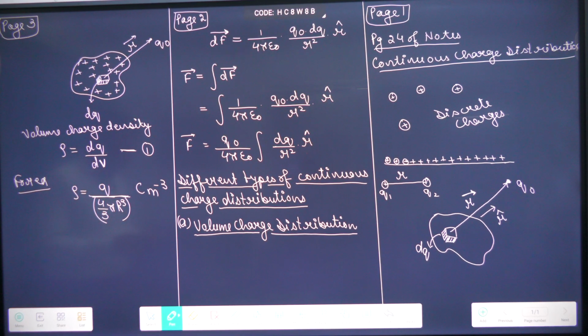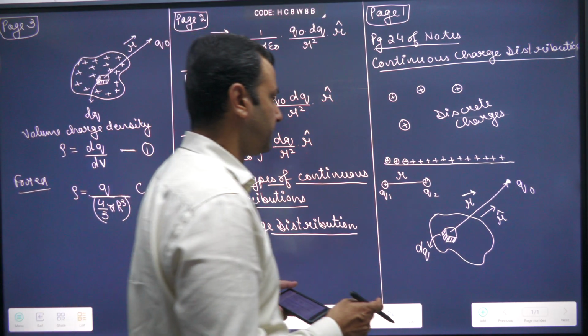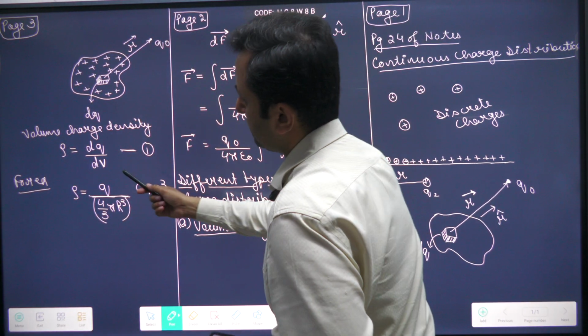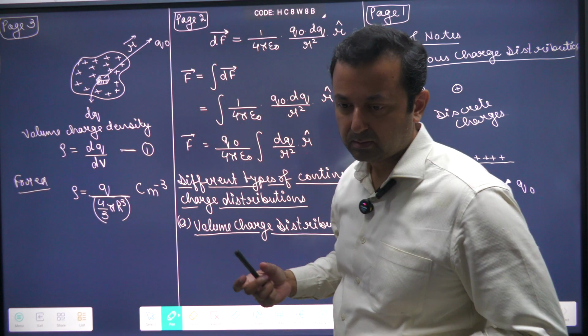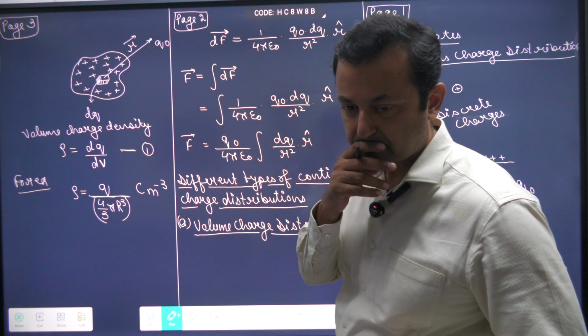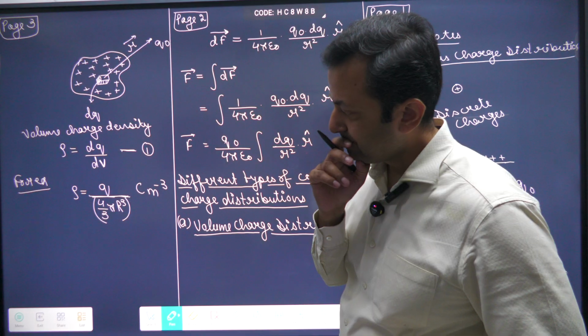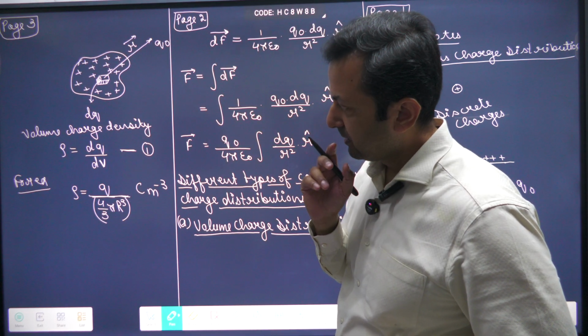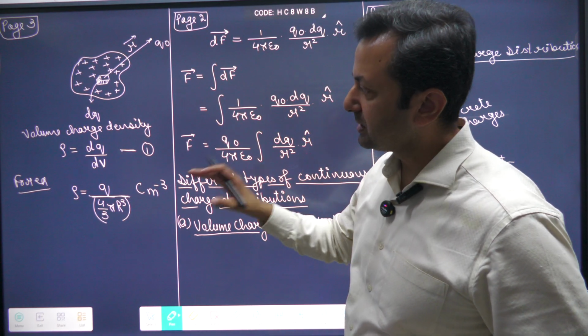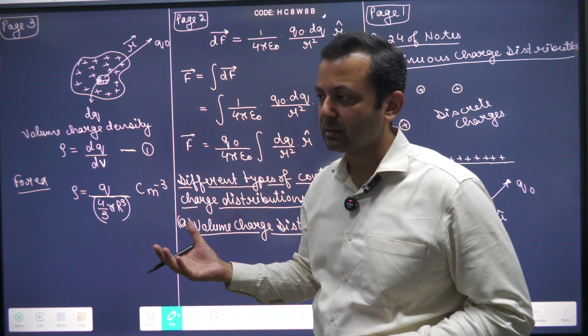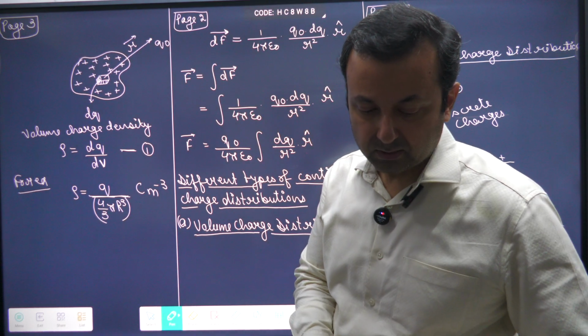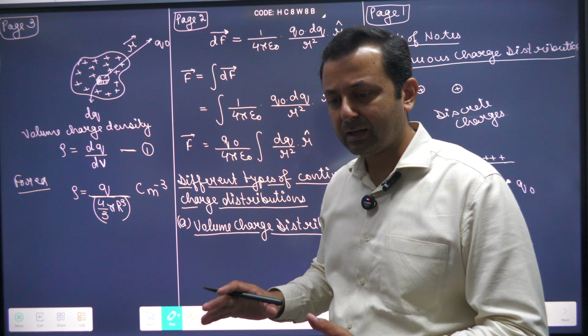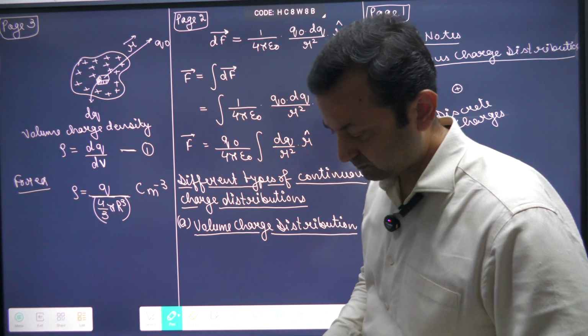So from equation 1, this rho is equal to q by 4 by 3 pi r cube. Is that the final answer? No, this is an example. I told you that we can consider any shape. Okay, I understand. I got it.